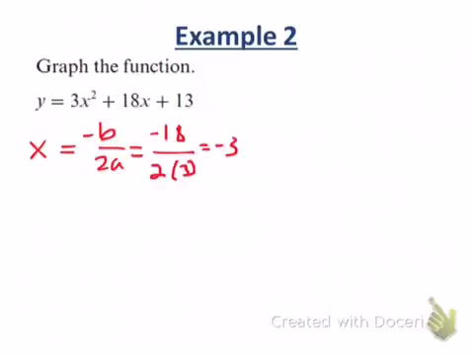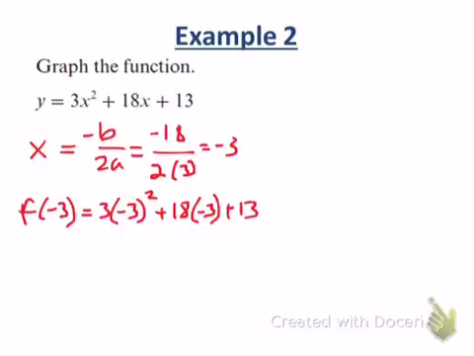Now, what do I do with that to find the y coordinate of the vertex? You gotta plug it in. Plug it in, that's right. So everywhere there's an x, I'm going to use function notation. The function evaluated at -3 is equal to 3 times -3 squared plus 18 times -3 plus 13. Now you can use your calculator to do this. Make sure you use parentheses.